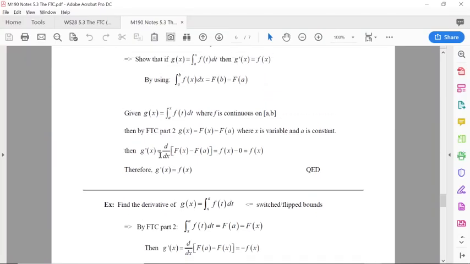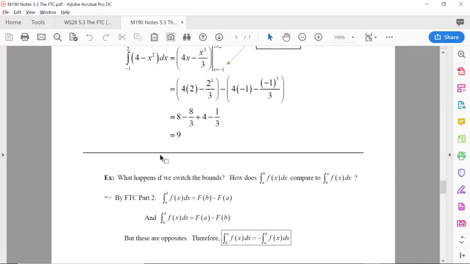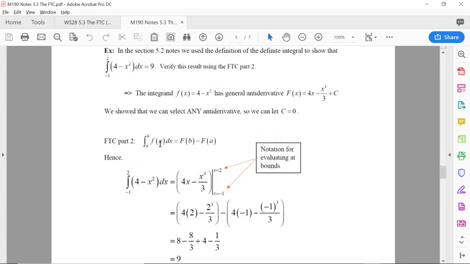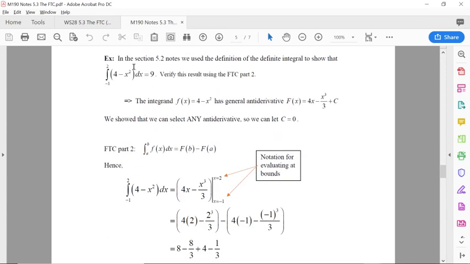Now let's try using the fundamental theorem of calculus part 2 in an example. Here's a first example right here. In the previous section, in the notes, we used a limit of a Riemann sum on this integral and showed that it was equal to 9. So we'll take the integral from -1 to 2 of 4 minus x squared dx using part 2 of the fundamental theorem of calculus.